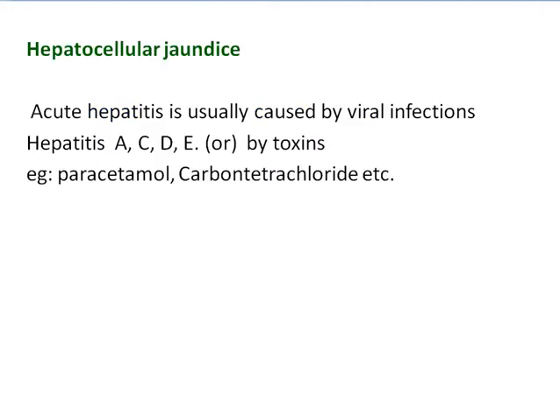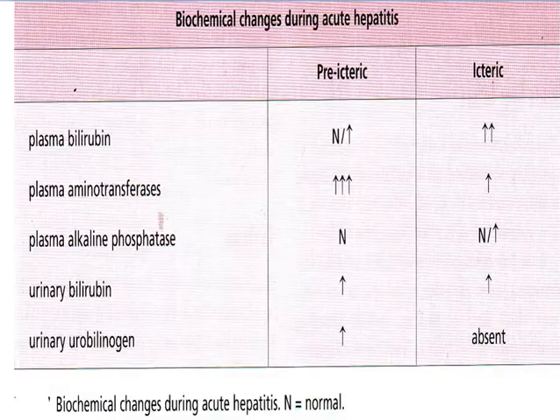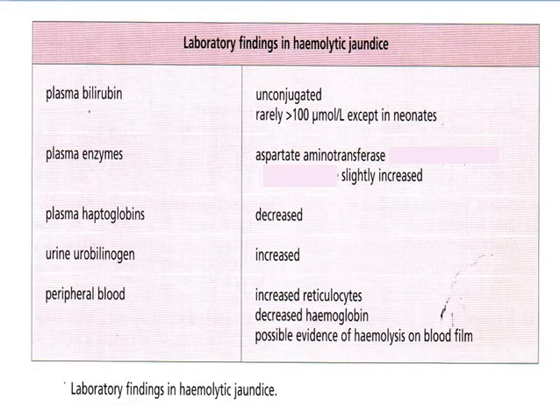Hepatocellular jaundice: acute hepatitis is usually caused by viral infection, hepatitis A, C, D, E, or by toxins such as paracetamol and carbon tetrachloride. Now these are the biochemical and laboratory findings.